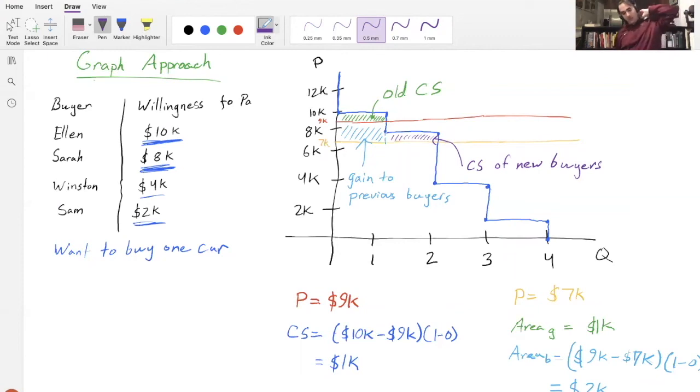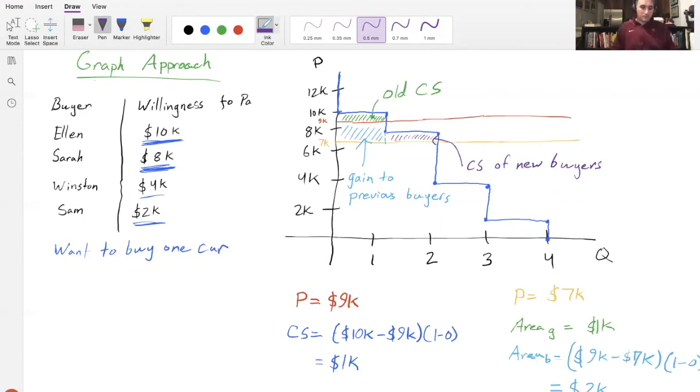So it's important to remember when price changes, consumer surplus increases in two ways. One, previous buyers, people who are already going to buy at a higher price, gain some extra surplus. And then there's also new people who decide to buy at the new price and who wouldn't have bought at the previous price, and they get some consumer surplus.